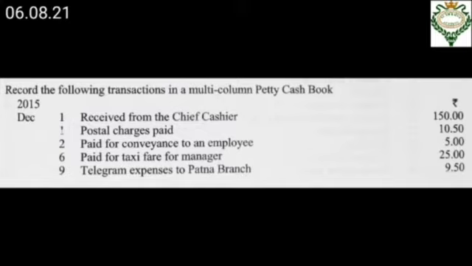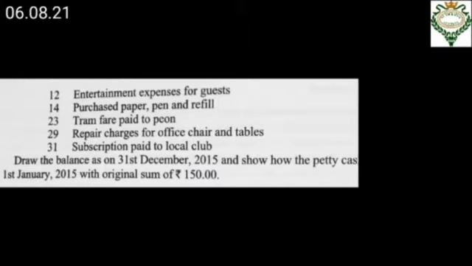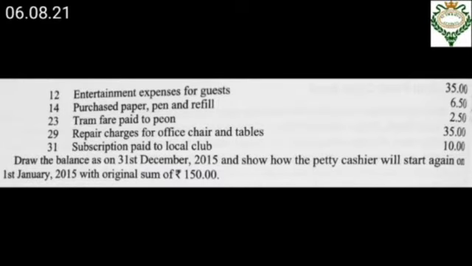Okay, and after that all the transactions are given for postal charges, paid for conveyance, paid taxi fare, telegram expenses. Okay, then it is on 12th December entertainment expenses, purchase paper pen, that is for stationery. Okay, tram fare, repair charges and subscription. Okay, so for all these expenses we have to make separate columns, like for entertainment, postage, telegram, conveyance, stationery, all that expenses we have to make a separate column.